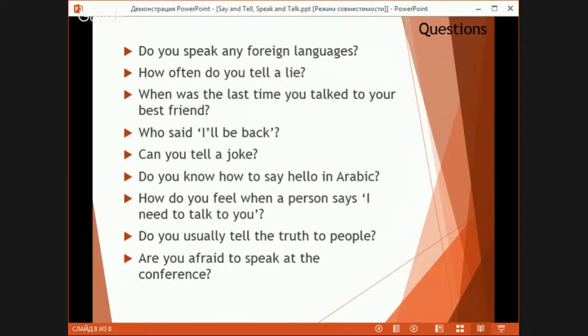I'm not sure. How do you feel when a person says, I need to talk to you? Is it okay for you? Well, for me, yes, but when the person says, I need to speak to you, then it sounds very serious. Do you usually tell the truth to people or you prefer to lie? Are you afraid to speak at the conference? Is it okay for you to speak in front of a lot of people or not?